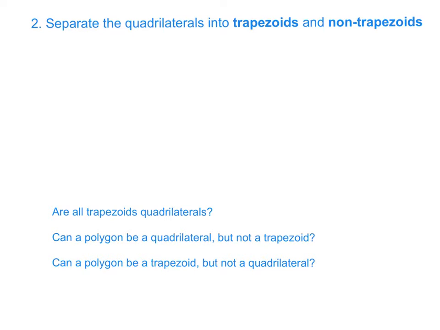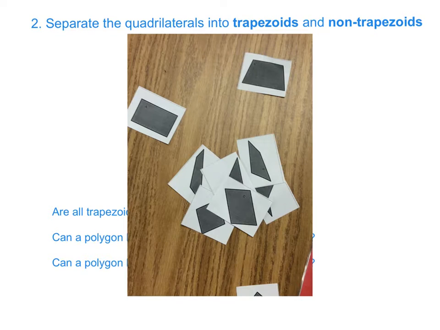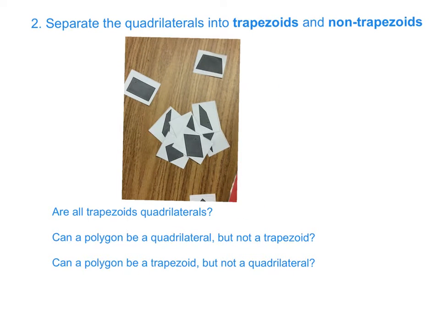Okay, let's take a look. Okay, so if we look at this pile right here, this one right here is a trapezoid, right? Yes. Is this one a trapezoid? No. Why not? Jack? Because it has 2 pairs of parallel. It has 2 pairs of parallel lines, so we would call that one a parallelogram.